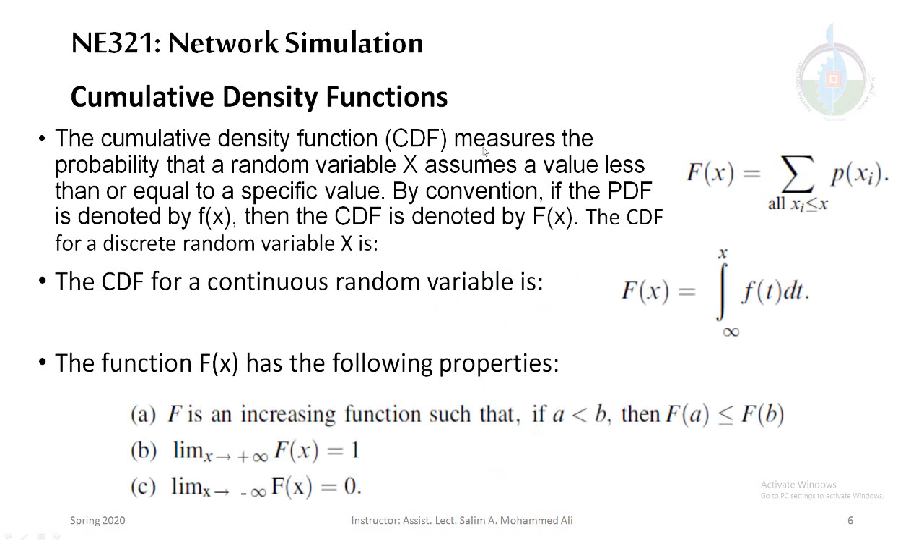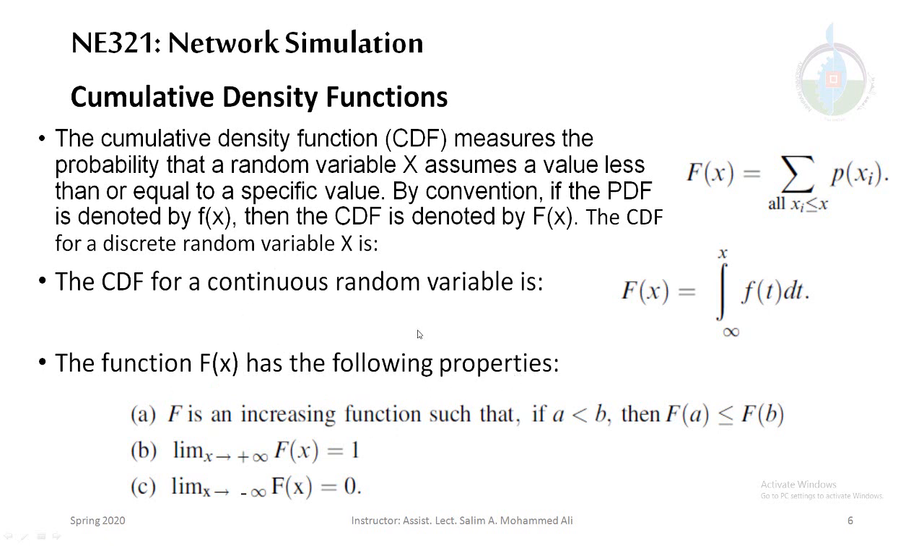The cumulative distribution function measures the probability that a random variable X assumes a value less than or equal to a specific value. By convention, if the PDF is denoted by small f of x, the CDF is denoted by capital F of x. Okay, this is the law for discrete values of the CDF. This is the law for continuous values. Okay, the CDF, the function capital F of x, has the following properties.